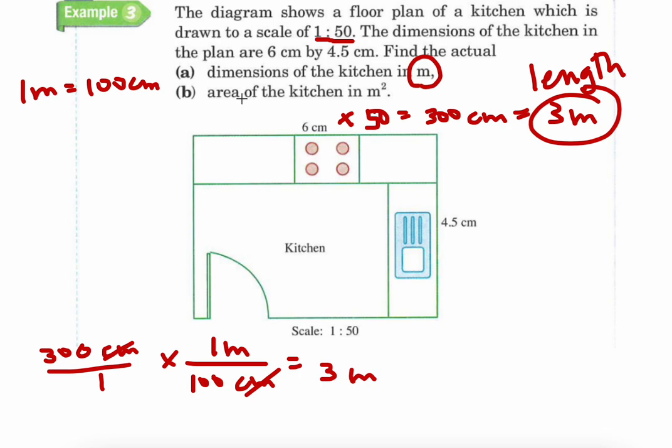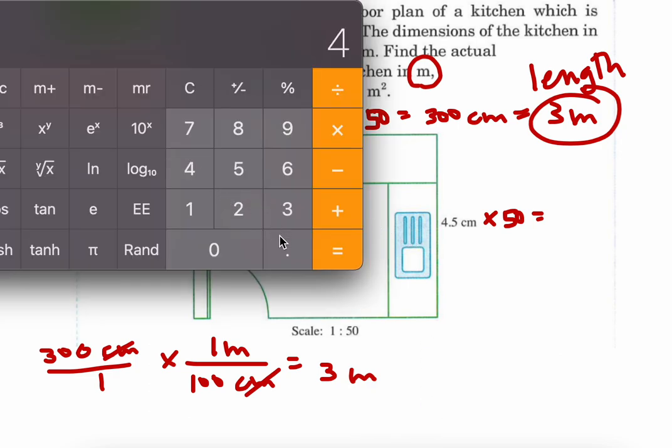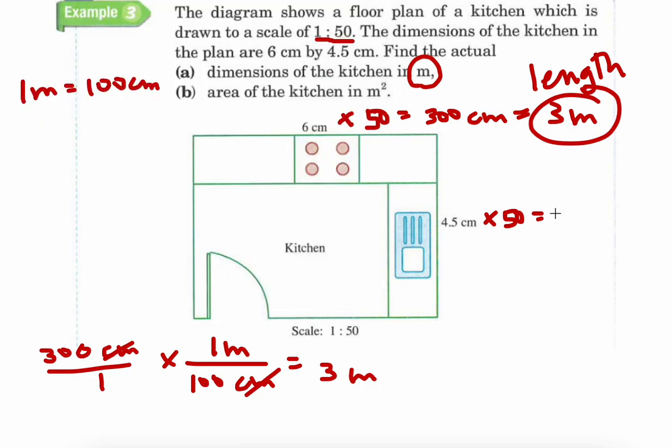And then, oh, I still have to figure out the width. Okay, same thing. If I see 4.5 centimeters on my picture, it's actually 50 times bigger because that's my scale. So 4.5 times 50 is how much it's actually in real life, 225 centimeters, because according to the scale, it's 50 times bigger. Oh, I still need to change it into meters.